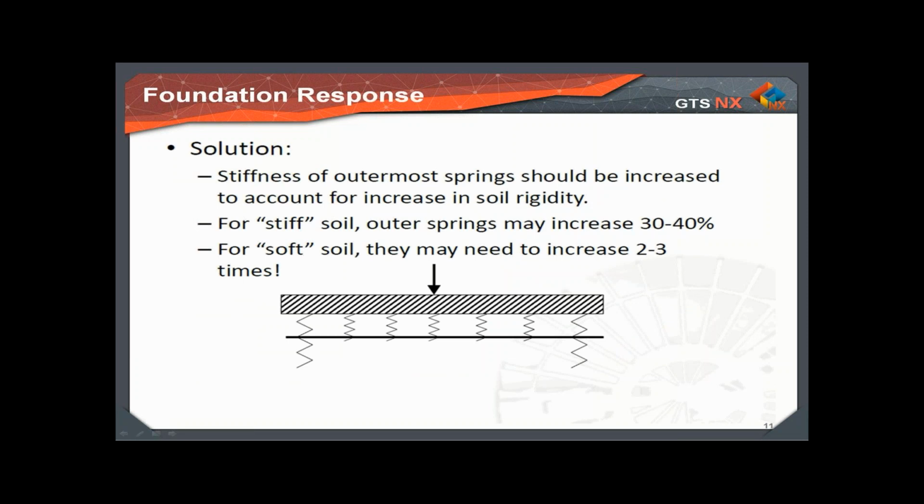So what is the solution for this? The solution is that we should not use one zone of springs, but at least two zones, with the outermost springs being higher than the springs at the center. For stiff soil, outer springs may increase by 30 to 40% compared to the springs at the center, whereas for soft soil, we will have to increase them 2 or 3 times compared to the springs in the center. Again, stiff soil and soft soil are relative to the foundation stiffness and the loading, and even rock would need 2 zones of springs.